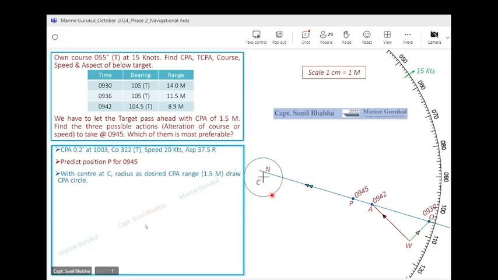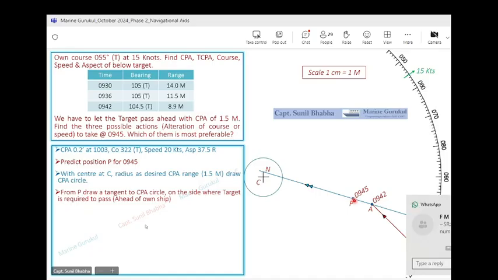So you have the CPA range circle in our plot now. Now what we do is from point P, predicted position of the target at 0945, we draw a tangent to this CPA circle. So from point P, we draw a tangent to the CPA circle. This tangent touches the CPA circle at this particular point. Let's name this point as N1.